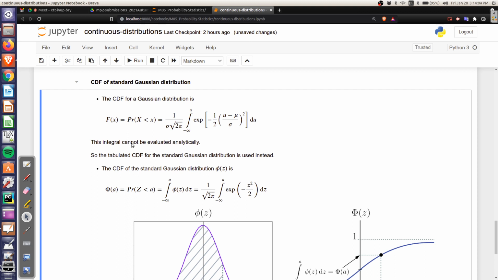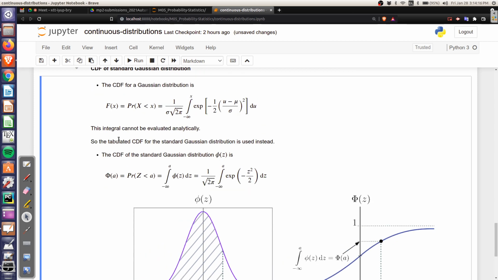So in that case, we use the standard Gaussian, because the values of the integral for the CDF of the standard Gaussian are available in the form of a table. Okay, so if I take the CDF of a standard Gaussian distribution, this is what it is.